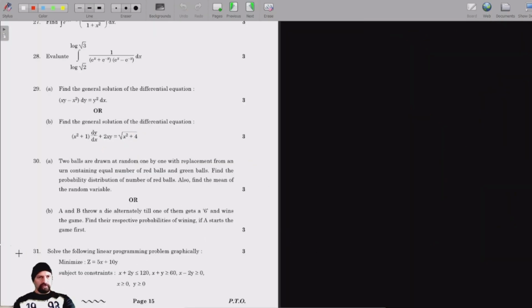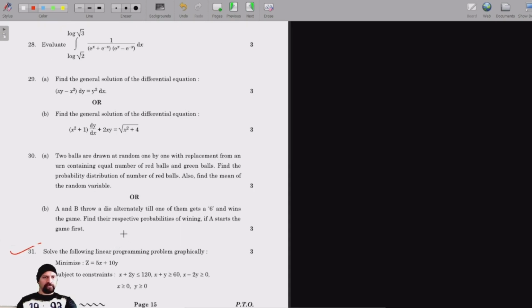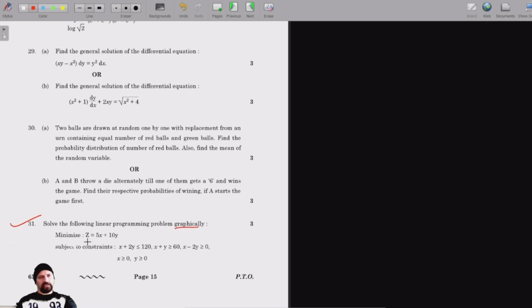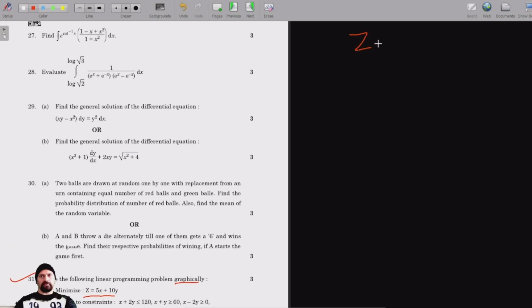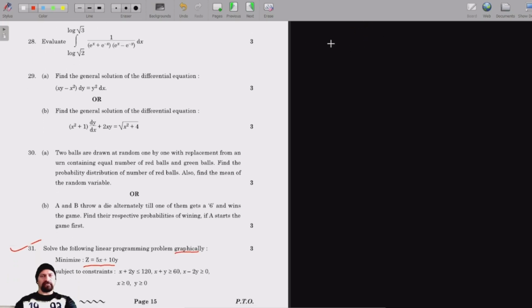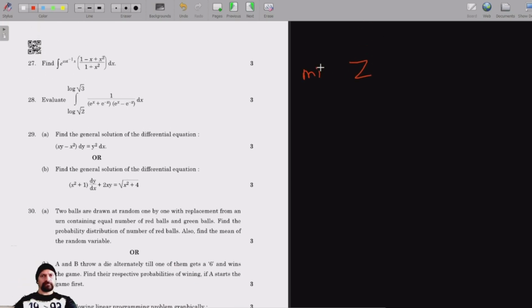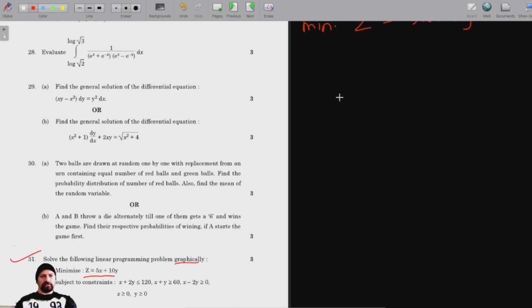Okay, we are on to question number 31, and this problem is based on the linear programming module. We have to solve the following linear programming problem graphically. We have to sketch the graph, and its objective function is z, that is minimum z is equal to 5x plus 10y. And now it's subject to the constraints.